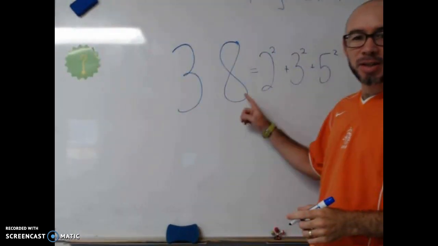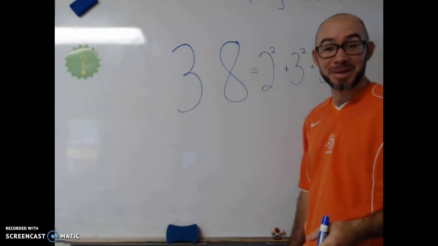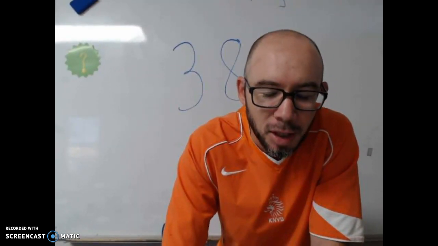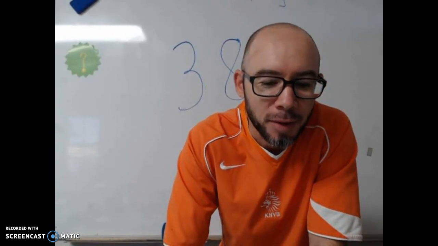38 is also the sum of the squares of the first 3 prime numbers. That's pretty cool. 38 is the largest even number which cannot be written as the sum of 2 odd composite numbers.